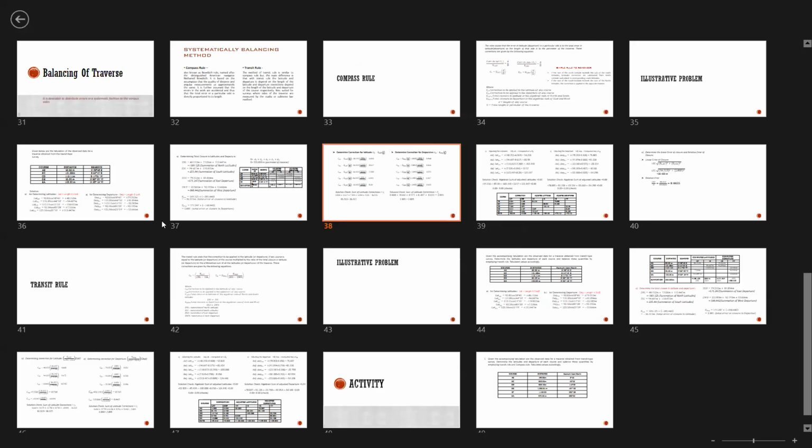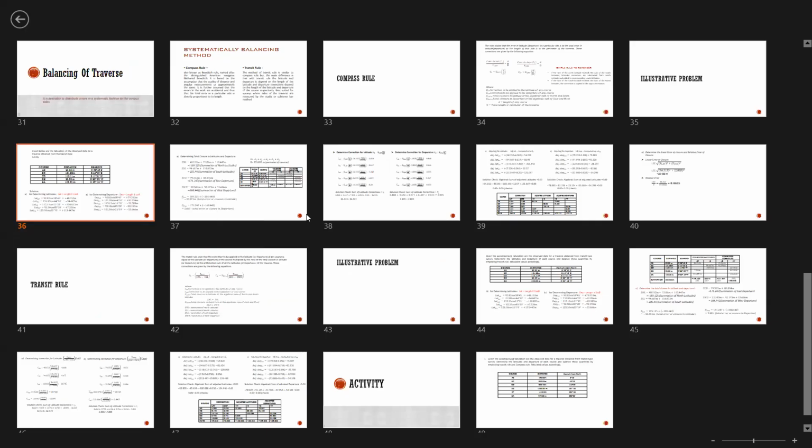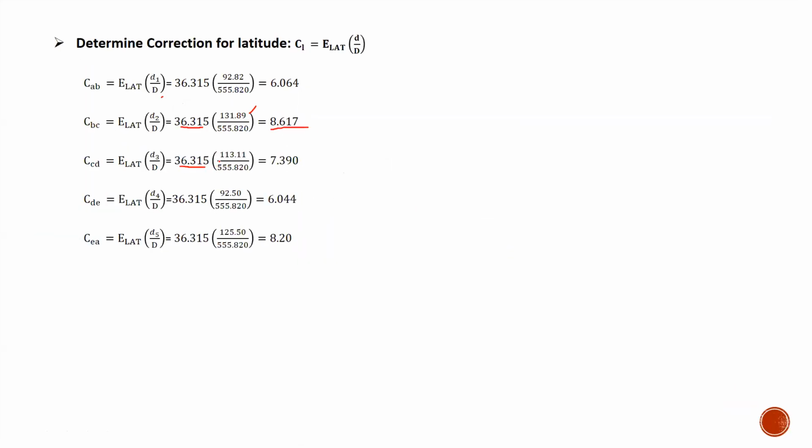Next, we have E-latitude 36.315 times D3. Yung D3 natin is equal to, which is kino-consider, di ba, natin is the course CD. So we have 113.11 meter. So that is 113.11 meter all over 555.820. That is equal to 7.390.